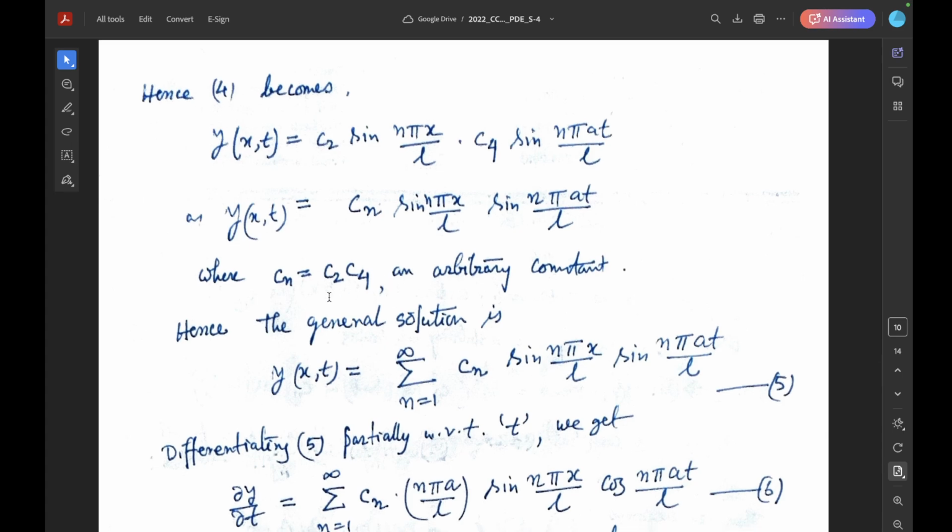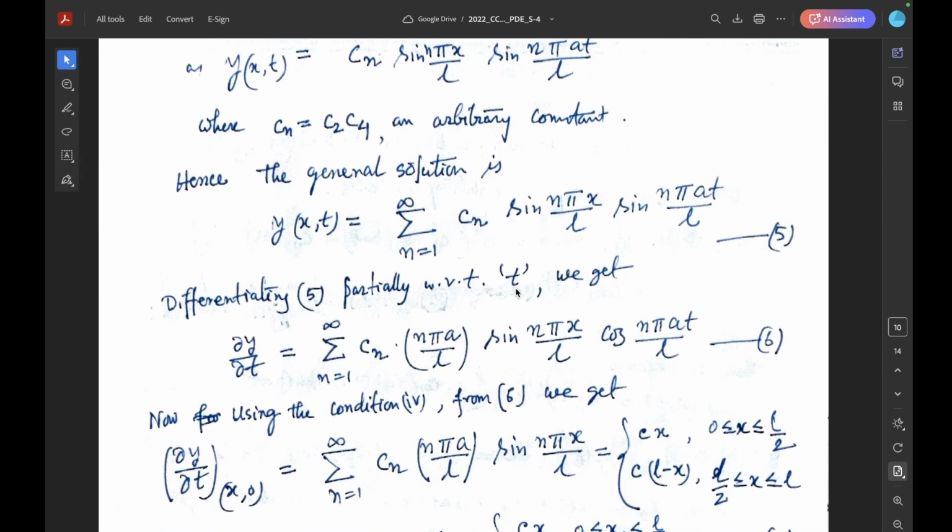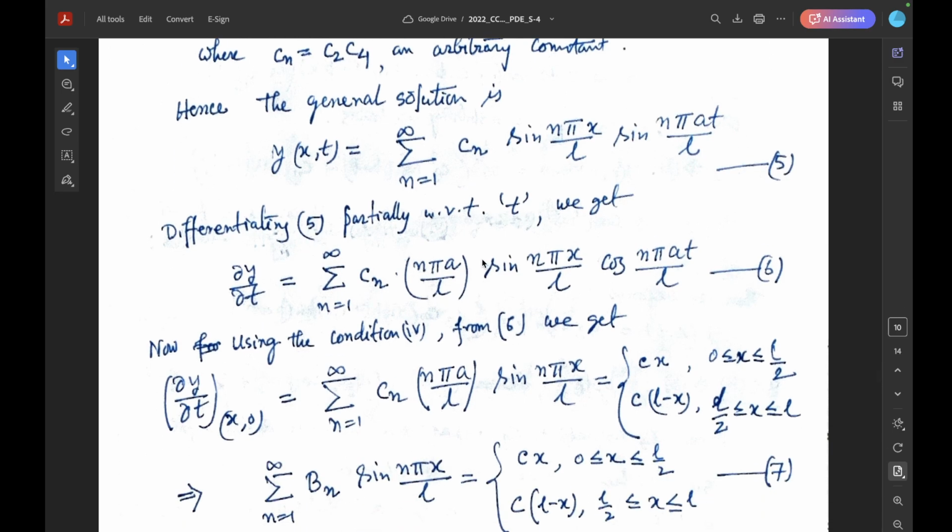Hence, by the superposition principle, the general solution is y(x,t) equal to summation n equal to 1 to infinity Cn sin(nπx/L) sin(nπat/L), equation 5. And differentiating 5 partially with respect to t, we get ∂y/∂t equal to summation n equal to 1 to infinity Cn (nπa/L) sin(nπx/L) cos(nπat/L).